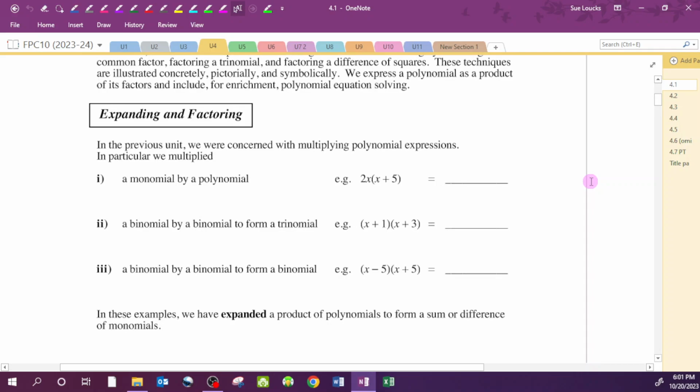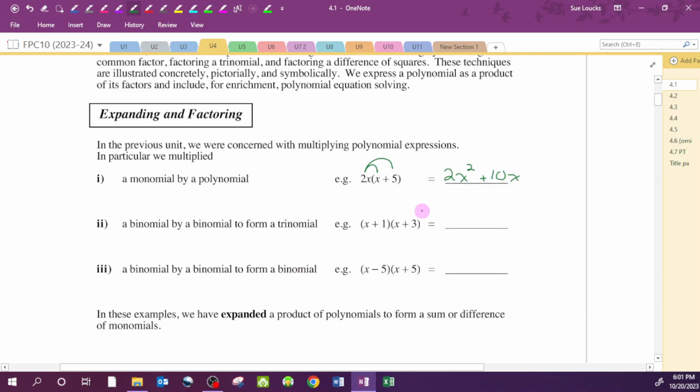So in previous lessons, we've learned how to multiply a monomial by a polynomial, which is you take the outside factor here and you multiply by that one and you multiply it by that one. So I get 2x squared plus 10x.